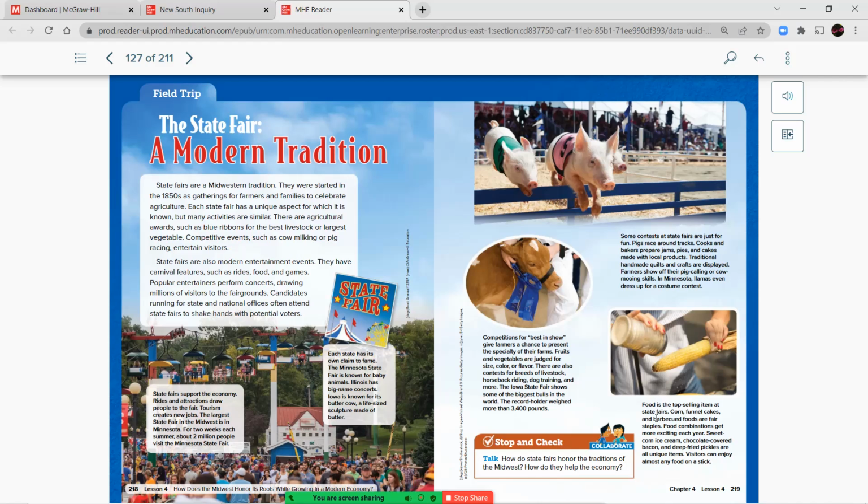Food is a top-selling item at state fairs. Corn, funnel cakes, and barbecue foods are fair staples. Food combinations get more exciting each year. Sweet corn ice cream, chocolate-covered bacon, and deep-fried pickles are all unique items. Visitors can enjoy almost any food on a stick.